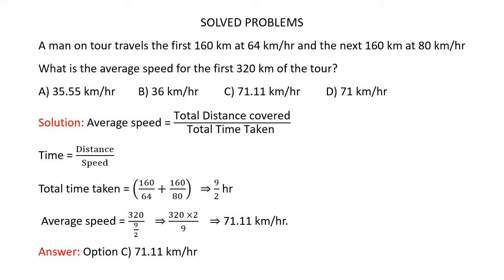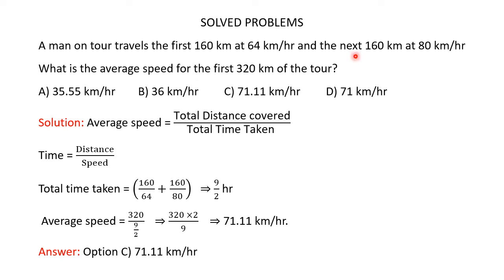We know the formula for average speed is equal to total distance covered divided by total time taken. Now we know the total distance covered is 320 kilometers. But we do not know the total time taken. So if we find the total time taken, then we can find the average speed easily. Now we know that time is equal to distance divided by speed. Now it's given that the man travels the first 160 kilometers at 64 kilometers per hour. So time taken here is 160 divided by 64.